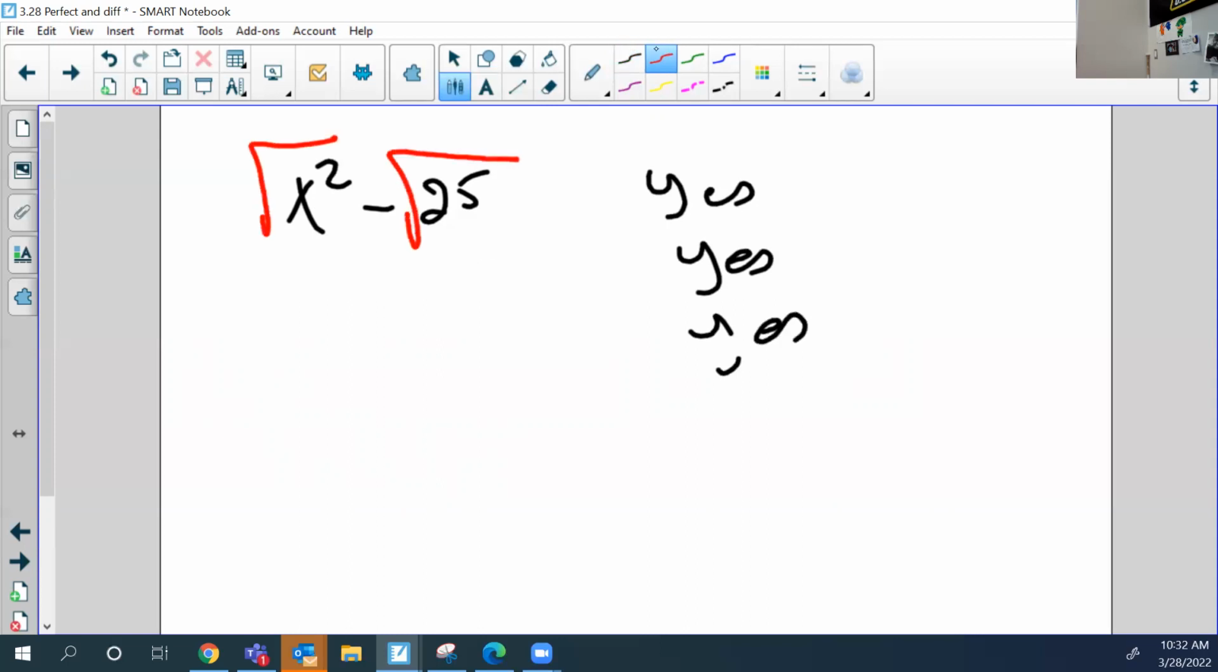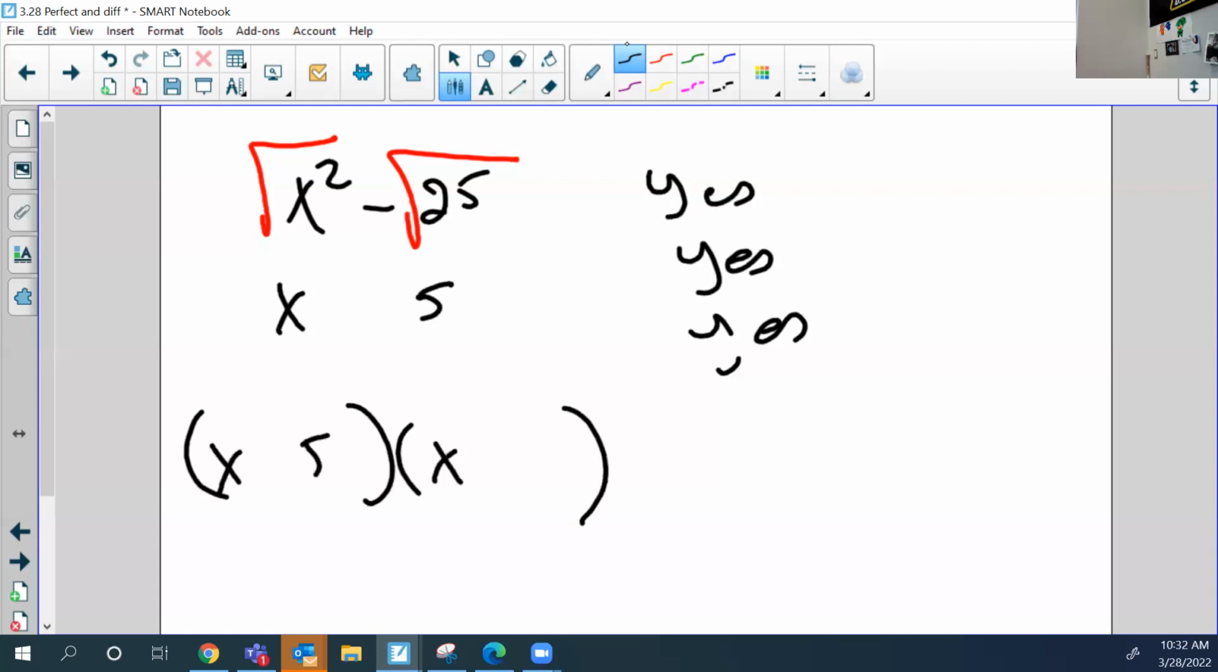So in a case like this, you take the square root of the first term and the square root of the second term. This gives me x, this gives me 5. I'm going to have two sets of parentheses. They both get x and 5, but one gets a minus sign, the other one gets a plus sign. And that's it.